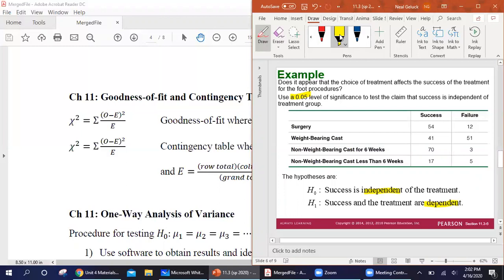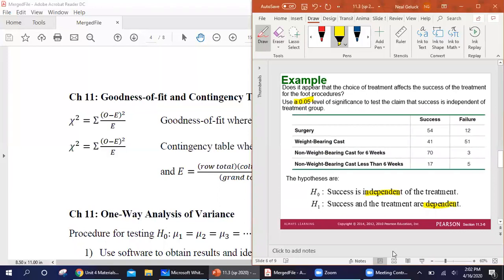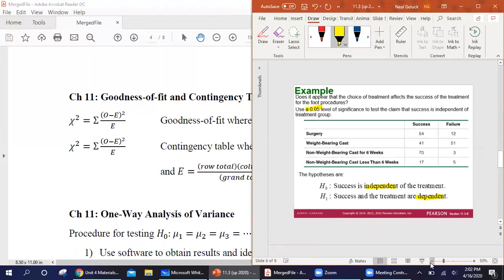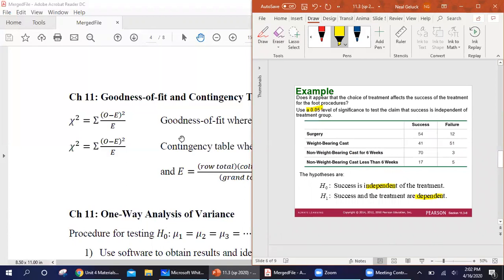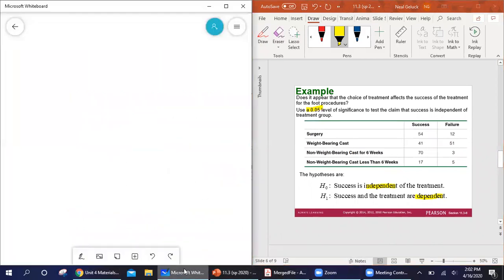Before we actually start calculating all the different numbers in this problem, I want to calculate the row and column totals on this, because those will matter. So what I'm going to write here are the totals.